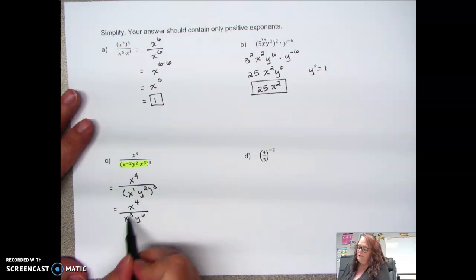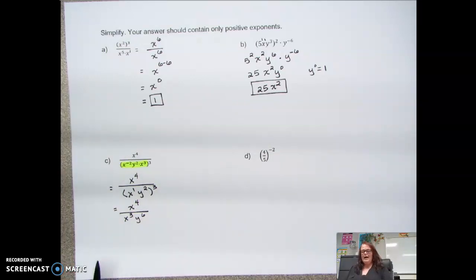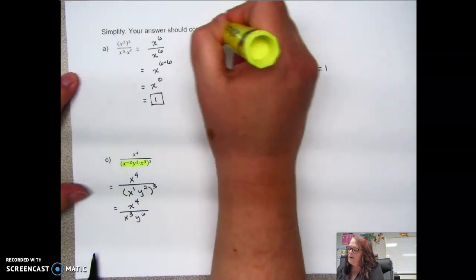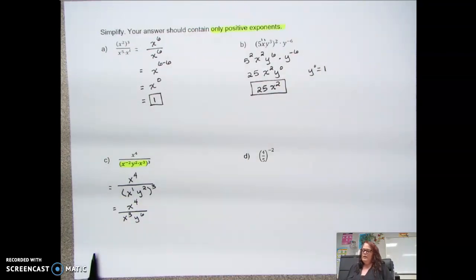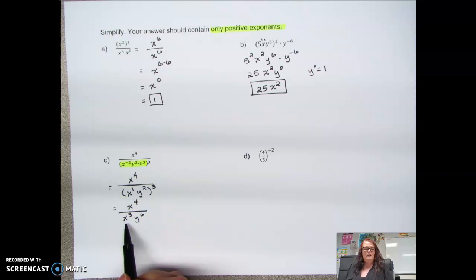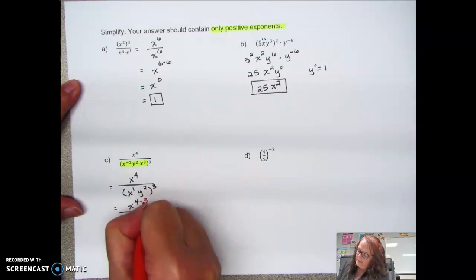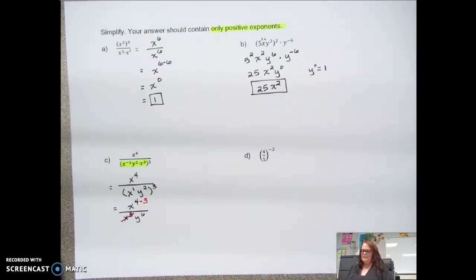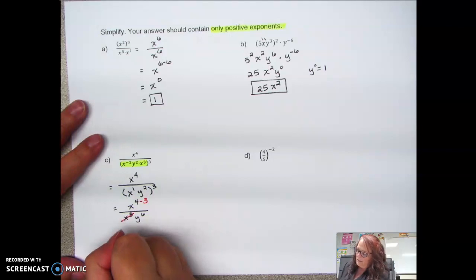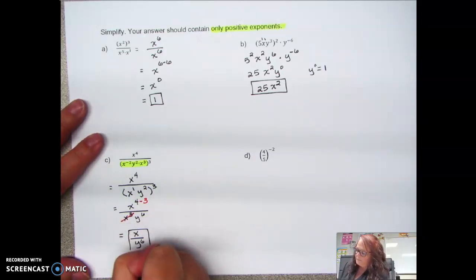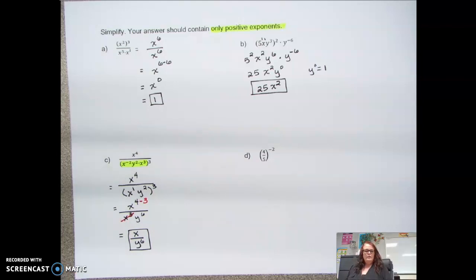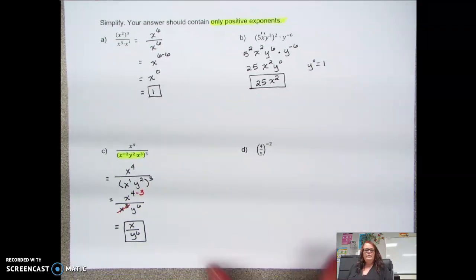So now I notice I have these x's in common, and I want to make sure that I only have positive exponents when I'm done. So that means I want to take the smallest exponent and subtract it from the largest one. So if I cancel this x cubed, that's going to take 3 away from this x to the fourth. And so that leaves me with x to the first over y to the sixth power. All right, so take a moment to pause the video and see if you can answer D.